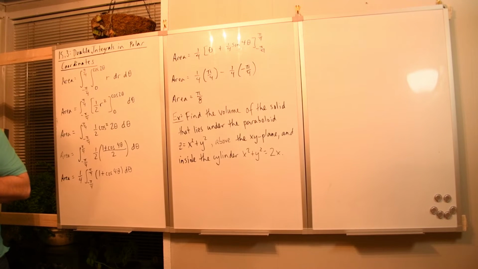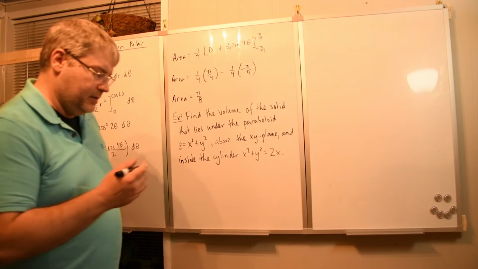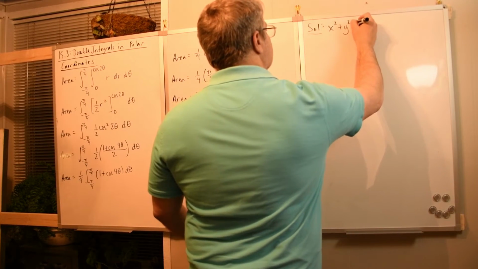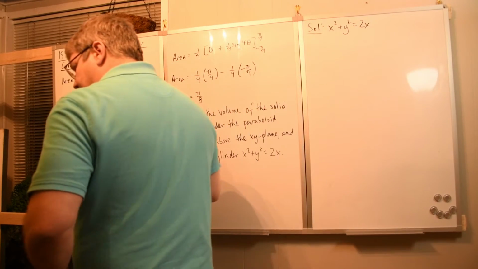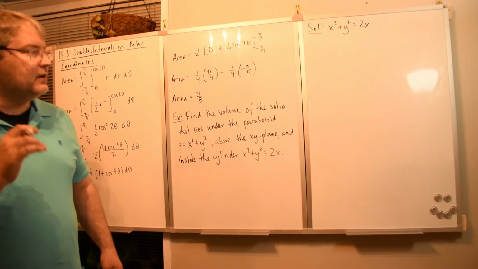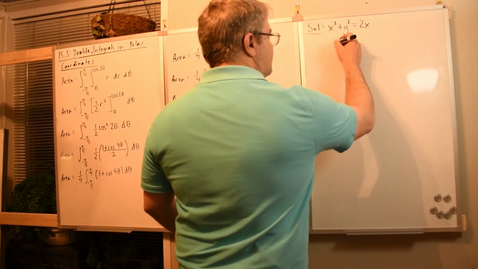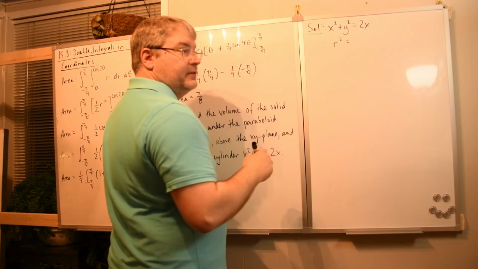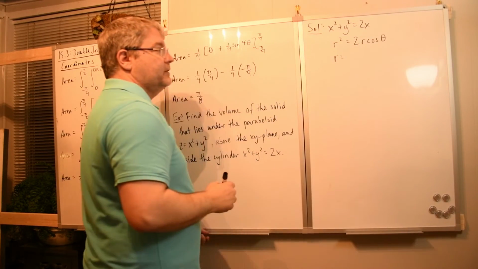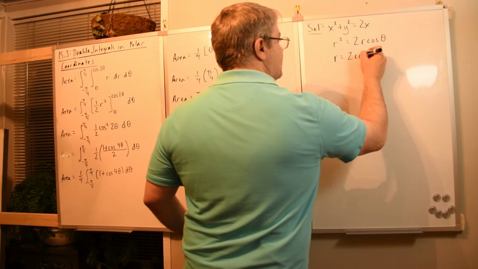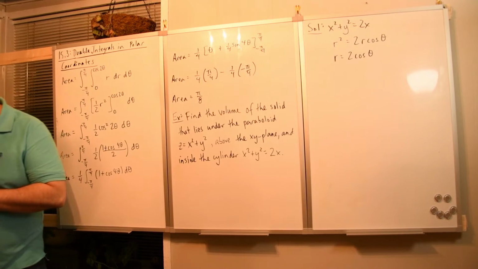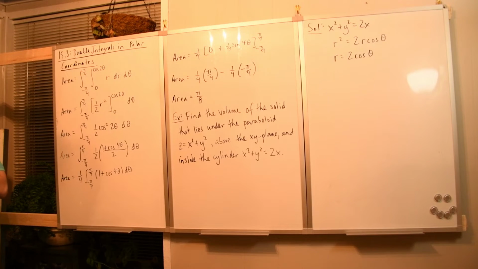So let's think about x squared plus y squared equals 2x for a moment. Remember, x squared plus y squared is equal to r squared, and x is equal to r cosine theta. So we could look at this as r equals 2 cosine theta when we divide both sides of that equation by r. But there is another way.